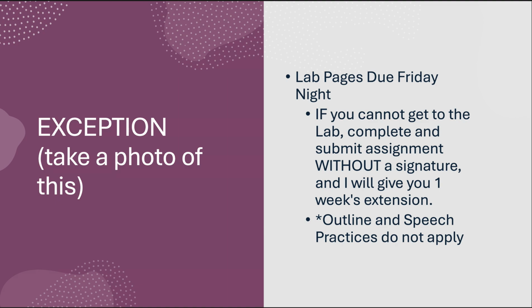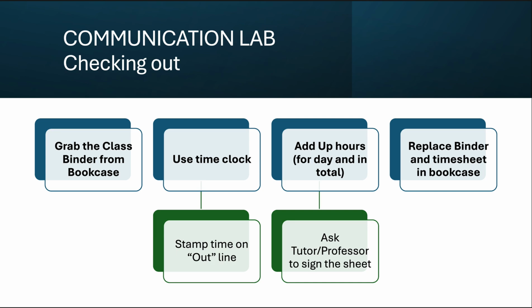So, you're in the lab, you've gotten all your paperwork signed off, now you want to leave. Well, how do you do that? You're going to go back to the bookcase and grab that timesheet. You're going to use that time clock again and stamp that time on the timesheet. Then you're going to add up your hours for the day and in total for the semester. You're going to ask a tutor or professor to sign your sheet, and then you're going to replace the binder and timesheet in the bookshelf.